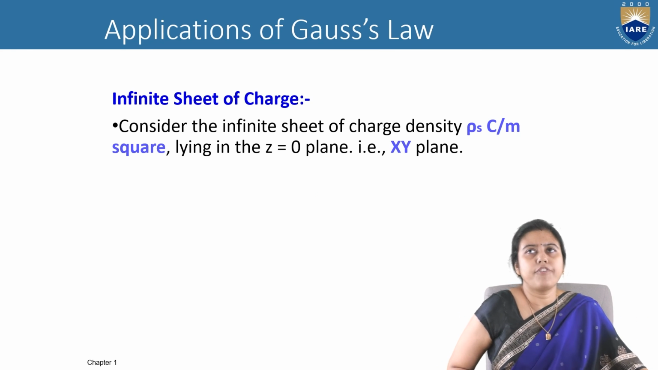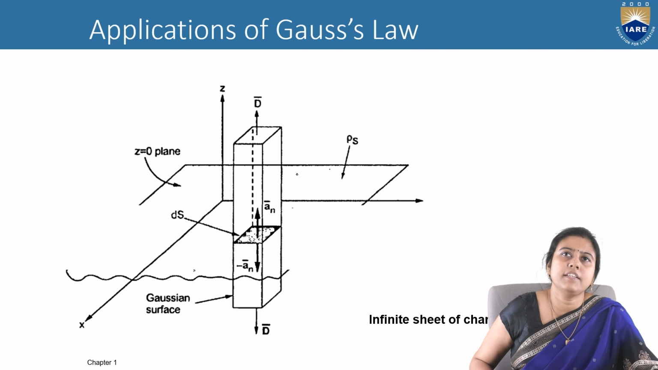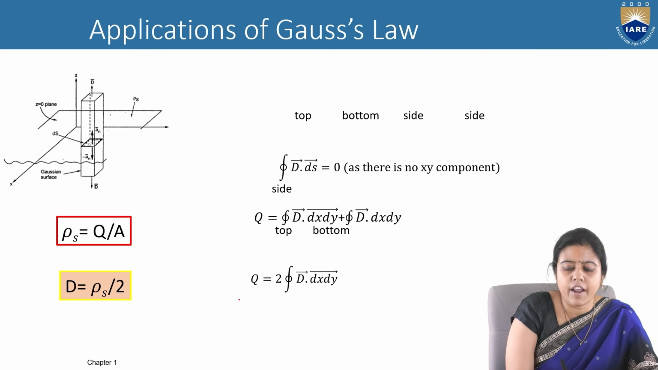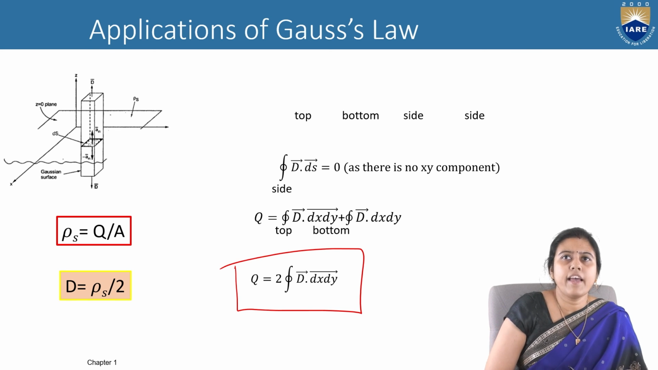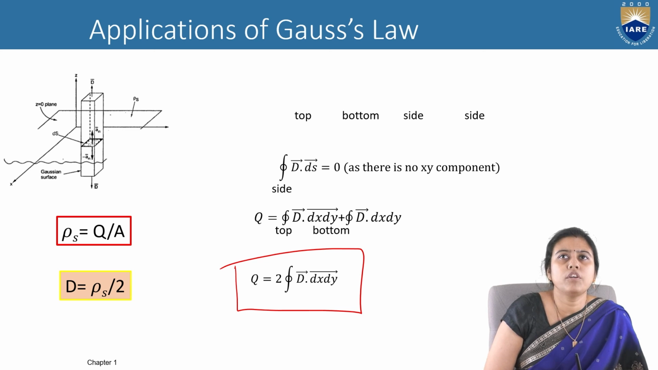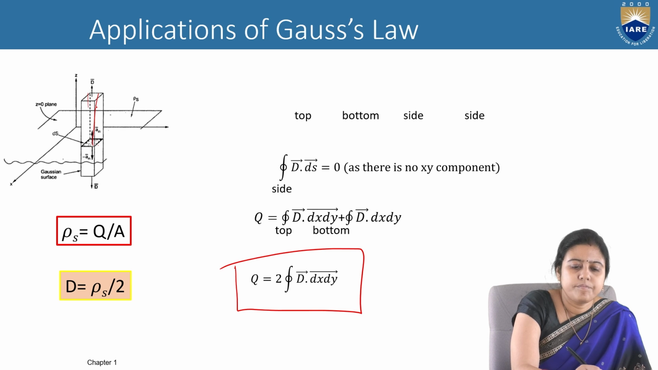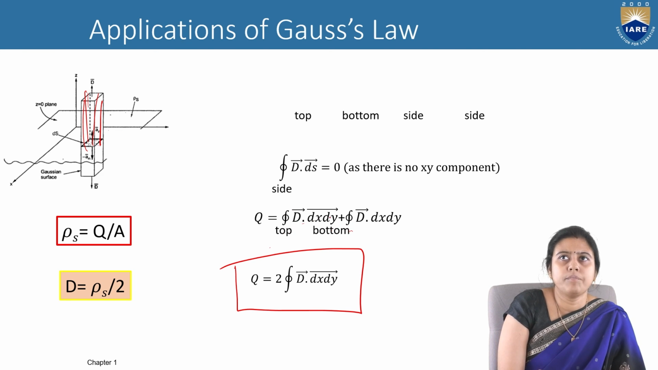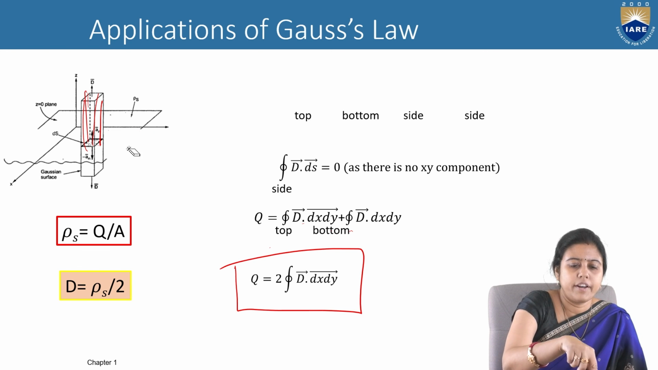Similarly, we can calculate it for an infinite sheet of charge. If there is an infinite sheet, we can take ρ_s and integrate it, and we will get Q is equal to the integration of D dx dy, for top and bottom. Here also, as this is a surface, there will be only the normal component, no side component. So we are taking D dx dy at the top and bottom, because there is no side component.